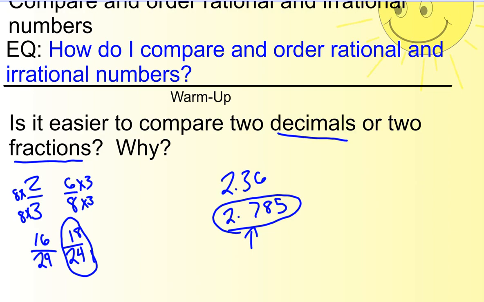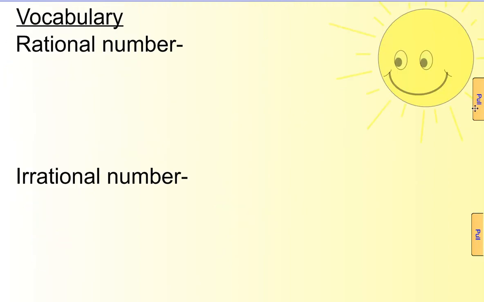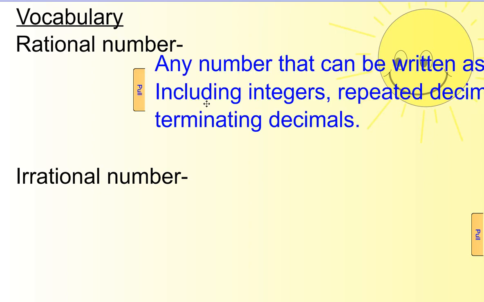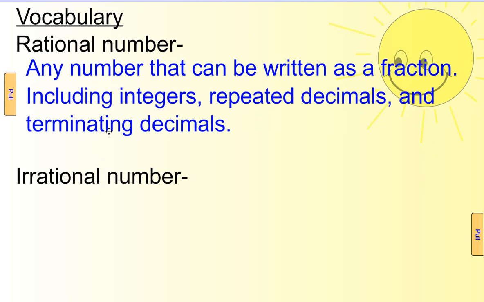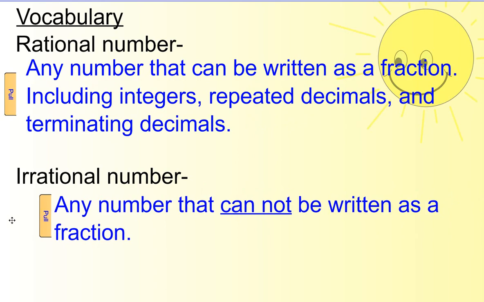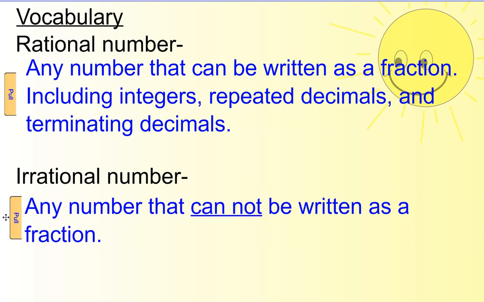Now we have a couple vocab words, and these are the same vocab words from the last lesson. Rational numbers are any number that can be written as a fraction, including integers, repeated decimals, and terminating decimals. And irrational numbers were all those numbers that you cannot write as fractions. Nothing new here, same stuff.